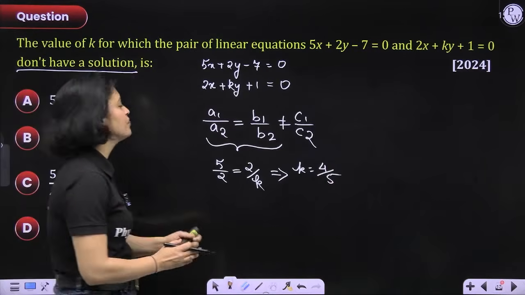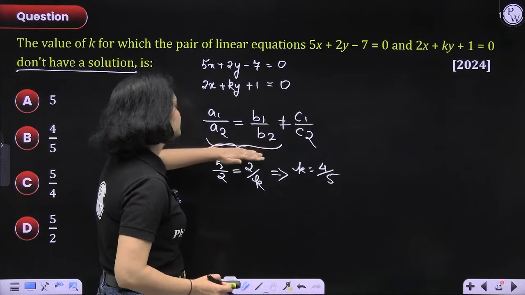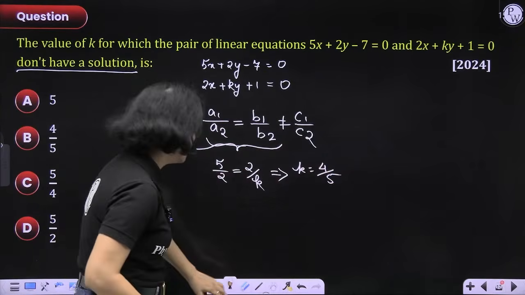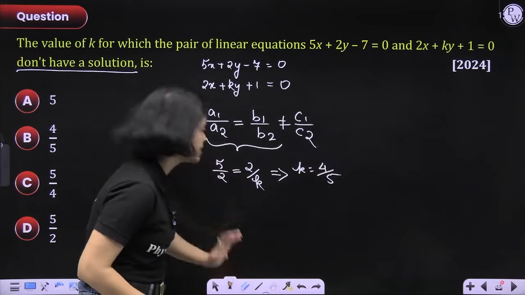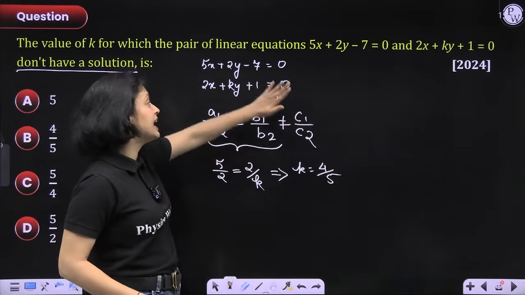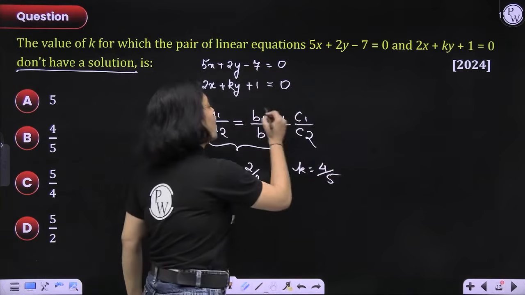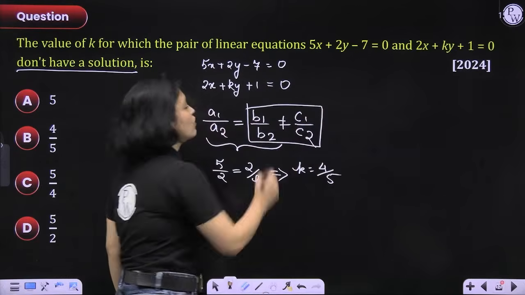Now, you will see, this is the answer, but you still will check whether putting k equal to 4 by 5 also satisfies this inequality or not.